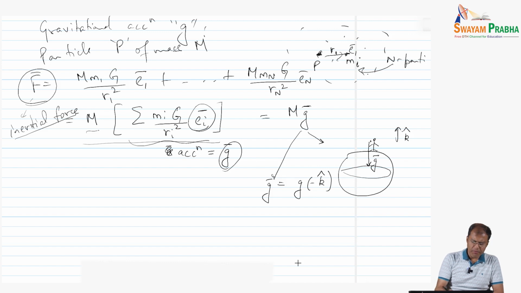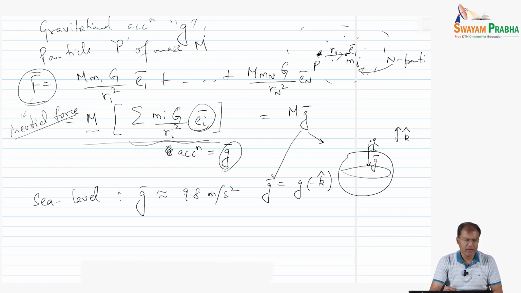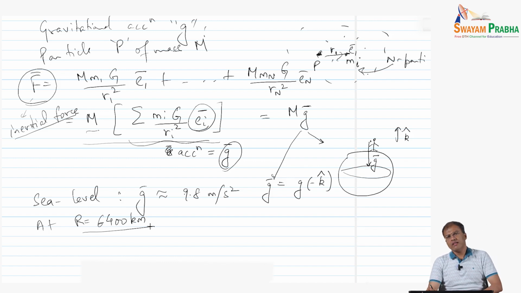Okay, so typical values at sea level: the value of g is roughly 9.8 meters per second square. These are all measured values, and typically at r equal to a distance of 6400 kilometer. What is the significance of this distance? This distance is the radius of the earth.